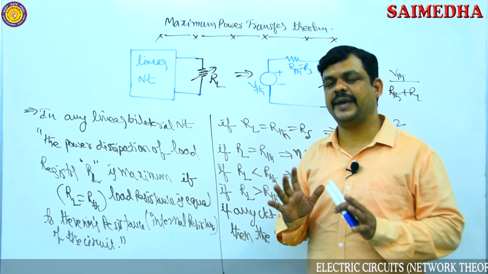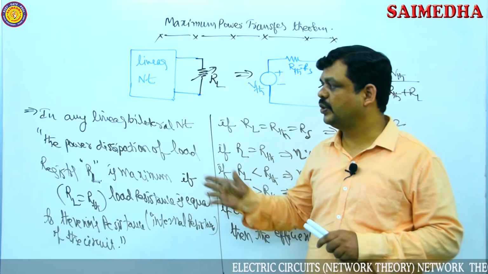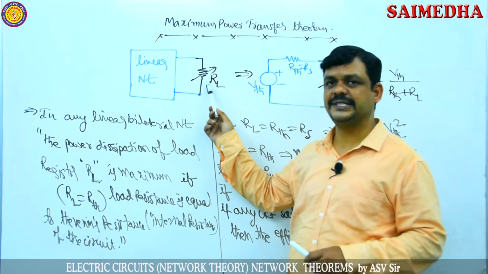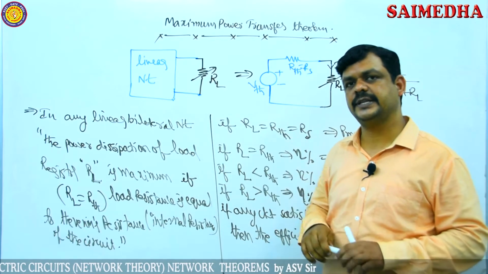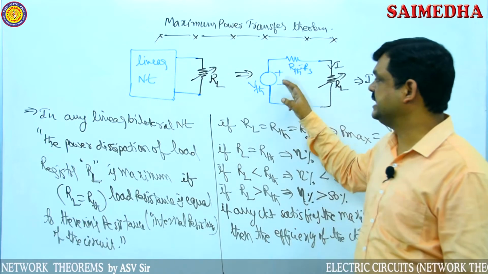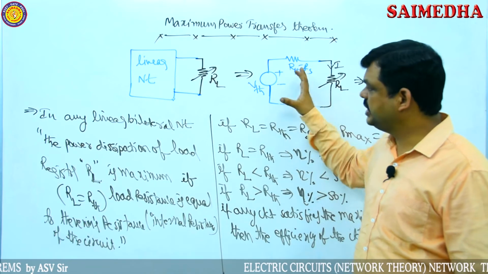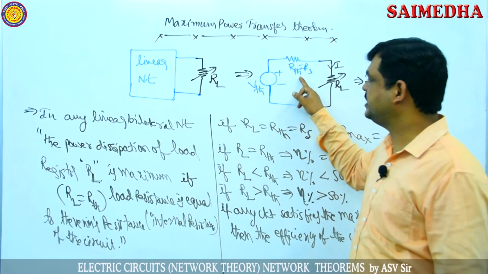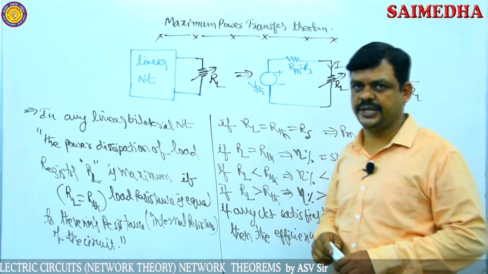So up to now I explained the maximum power theorem's conditions, then note down the statement. If any linear network is connected with a load resistor RL, this RL resistor should be a variable resistor, then the complete network is replaced with a Thevenin's equivalent circuit here. In this Thevenin's equivalent circuit, it has one voltage source, Thevenin's voltage source, and this resistance is Thevenin's resistance.